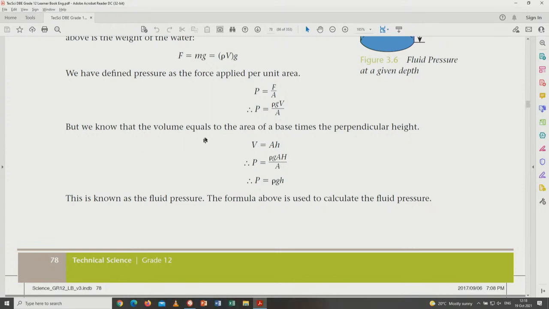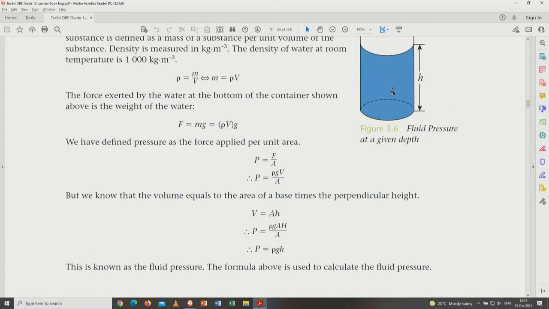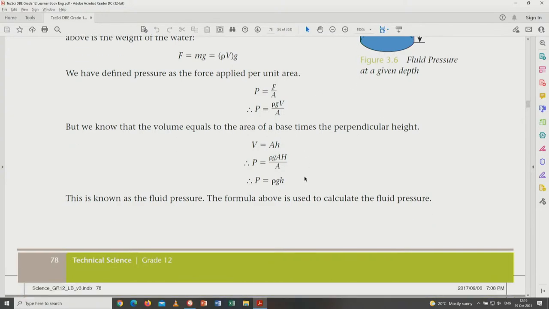But we also know that the volume equals the area of the base times the perpendicular height. I think this is just a derivation of the formula. So the volume of a liquid is equal to the area of the base times the height, or the perpendicular height. So the volume of the liquid in the container here will be the area of the base multiplied by that height. Therefore, if V is equal to A times h, area times height, in the formula where we have V, we substitute in area times height. Here we ought to have a small h.